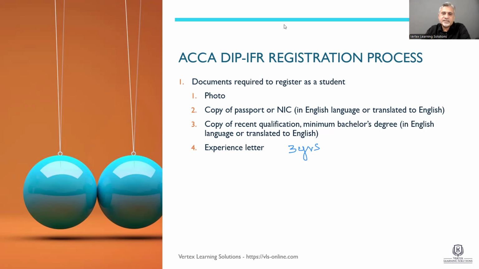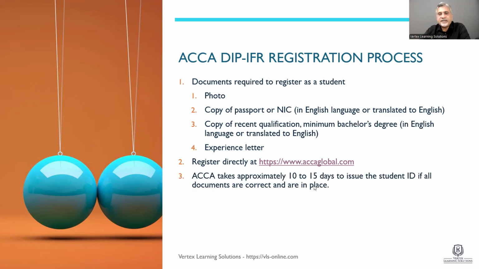So these two experience letters, once you have these things, then you should go to ACCA global.com and you have to upload the documents. And while uploading the documents, you will also enter your credit card details, your email, your personal details. I will show you. I will go to the ACCA website and I will literally show you how it should be done. But just a minute. Let me finish this slide.